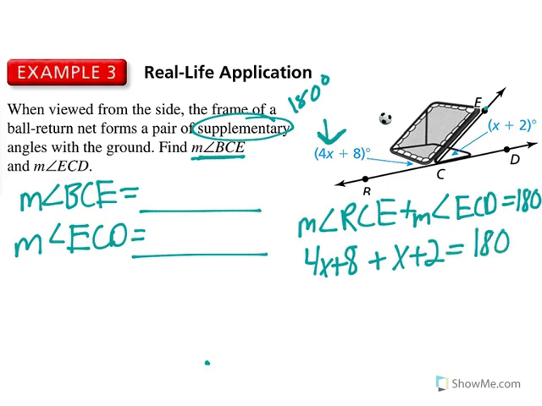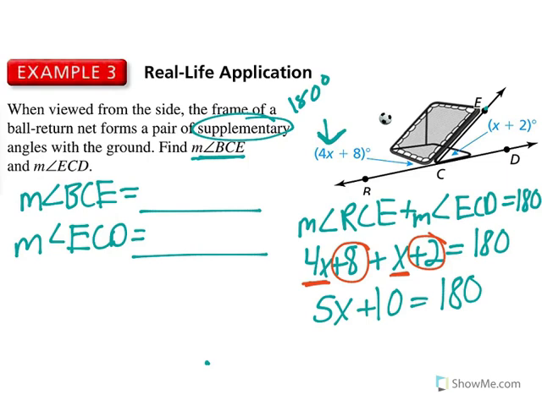I'm going to combine like terms, so I have 4x and x here. I have a plus 8 and a plus 2. So 4x plus x gives me 5x. 8 plus 2 gives me 10. It's still equal to 180. I need x by itself, so I'm going to move this constant over. When I move across the equal sign, I do the opposite. So I'm going to subtract 10 from both sides. I get 5x is equal to 170.